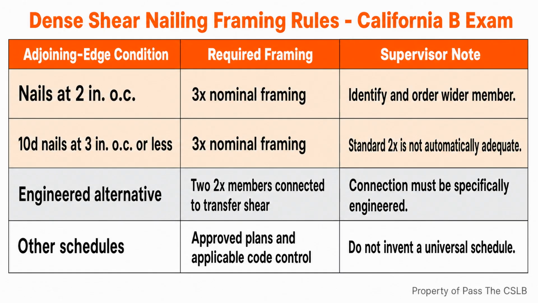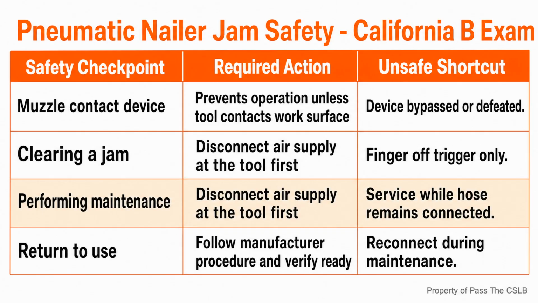Pneumatic nailer safety belongs in the same supervision conversation because the tool that installs the structural connection also carries stored energy and can discharge a fastener with serious force. For the nailers covered by the California safety rule, the muzzle must have a safety device that prevents operation unless the tool is in contact with the work surface. That contact device is a safeguard, not permission to ignore manufacturer instructions or safe handling.